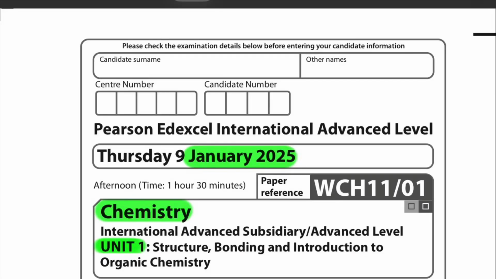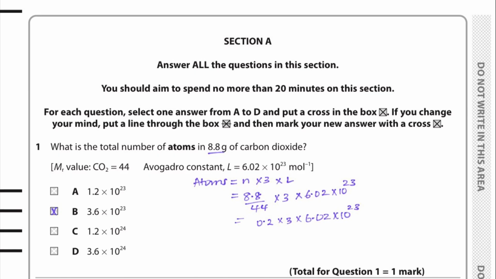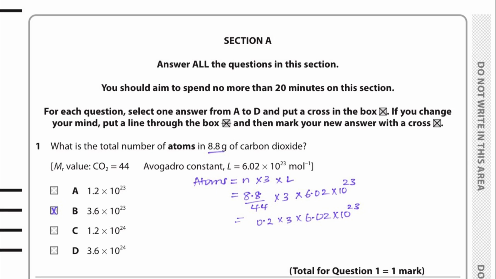Today we're going through the Pearson Edexcel International A-Level Chemistry Unit 1 for January 2025. Let's begin with the first question. Question 1. What is the total number of atoms in 8.8 grams of carbon dioxide?